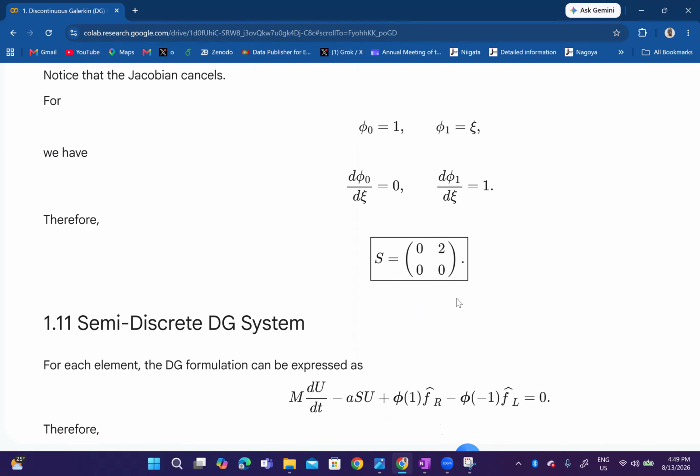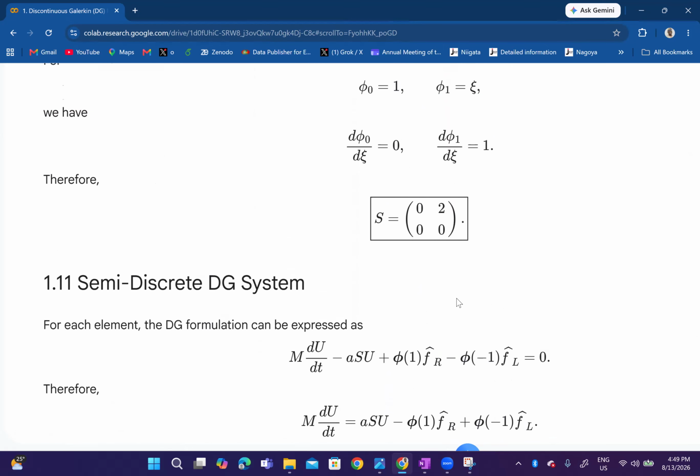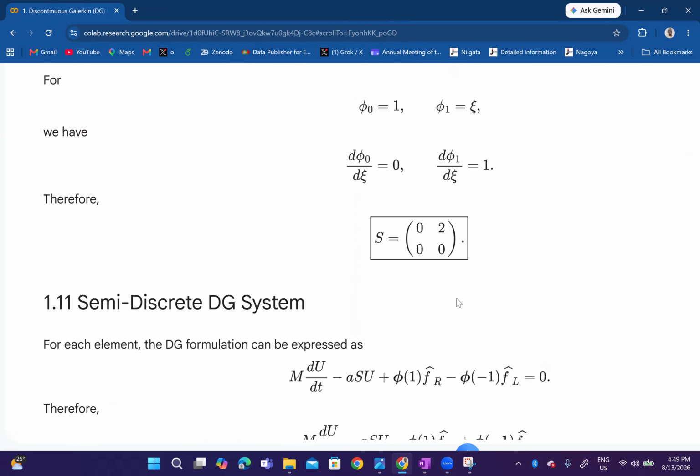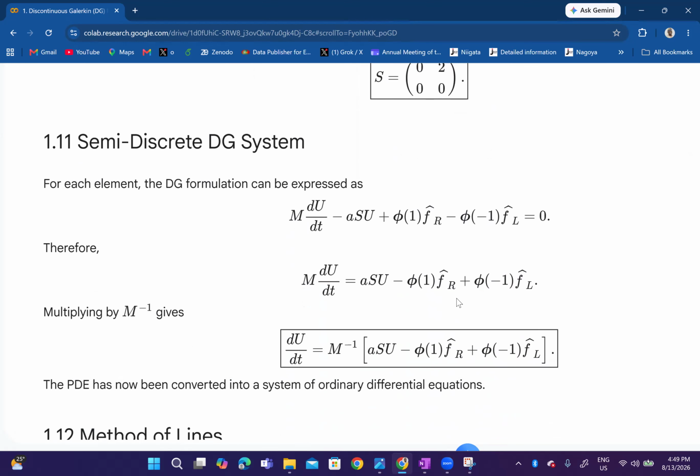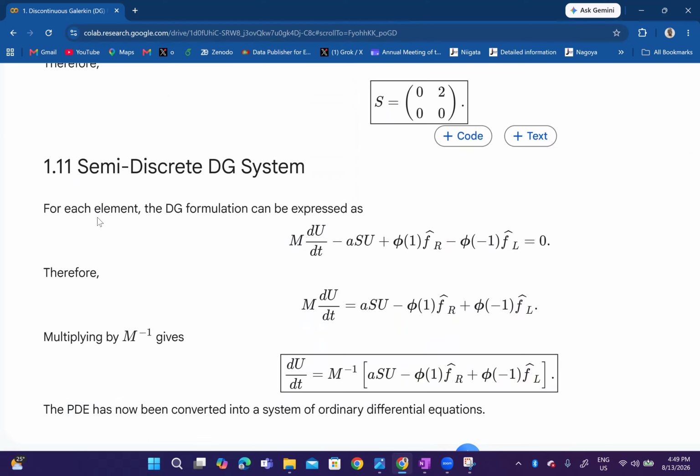All right, so in this case now, we then go on to talk about the semi-discrete DG system. For each element, the DG formulation can be expressed as M du/dt minus A_s u plus phi(1) f-cap(R) minus phi(-1) f-cap(L) equals 0. Therefore, M du/dt, we can transfer to the other side. That'll be A_s u minus this plus this.